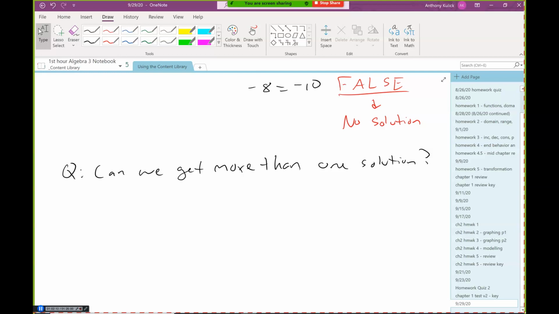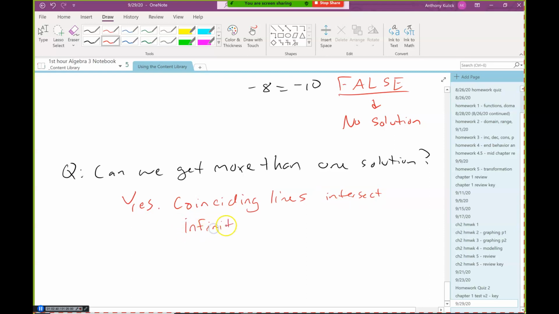How many times would they intersect? If the lines are indistinct, it means they're really just the same line, so they intersect at every point on the line. How many points are on the line? Infinitely many, right? So the answer here is yes. Those lines that are indistinct we call coinciding. So coinciding lines are really the same line.